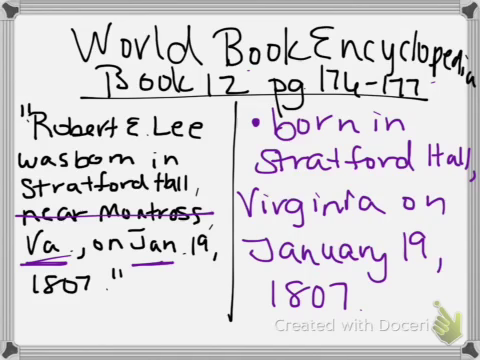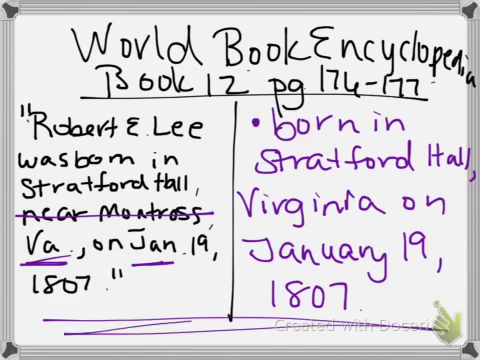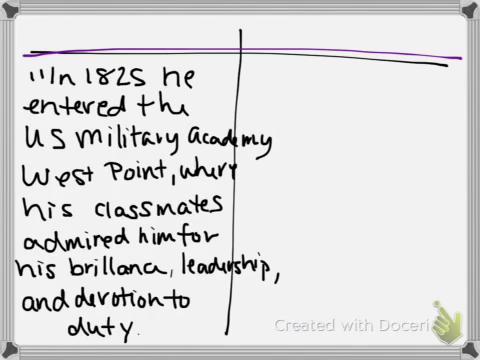However, when I pulled this next passage, and all they have to do is make a horizontal line right underneath, I didn't have room to put a horizontal line and keep writing. If they're using the same source, just have them put a line for their next passage that they're going to copy exactly from the text. "In 1825, he entered the U.S. Military Academy, West Point, where his classmates admired him for his brilliance, leadership, and devotion to duty." So I could probably put the 1825, and he went to West Point.